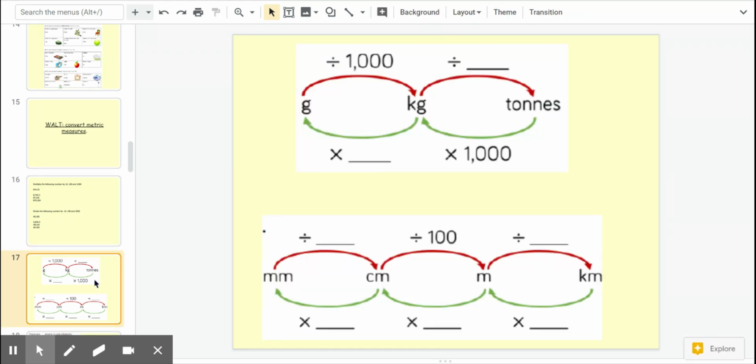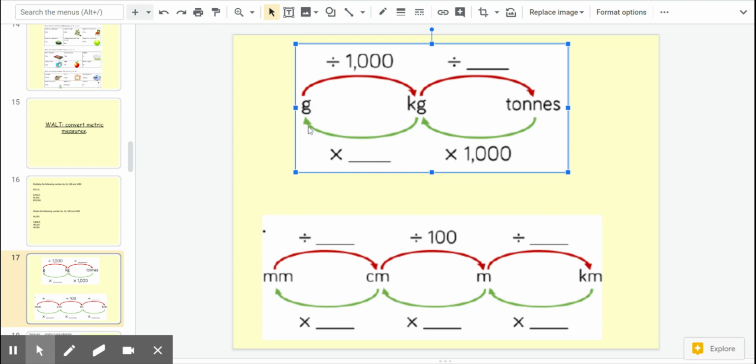Okay, so it might be worth you printing this out. You can either print it out or you can draw it into your books. You can see that there are blanks. So this is a conversion, so this will be quite handy to keep nearby. So if you can see, we've got grams, kilograms and tons.